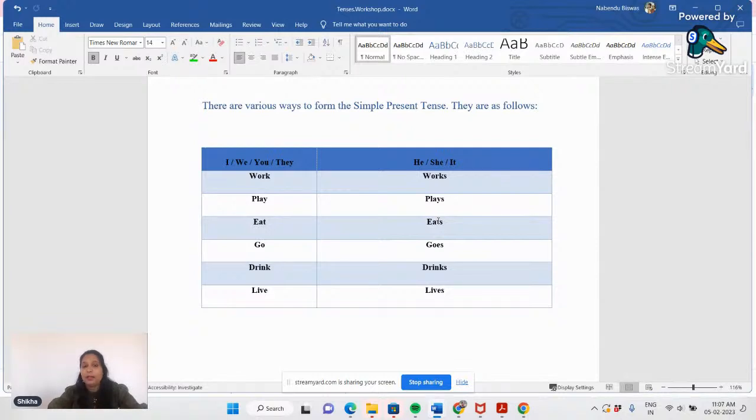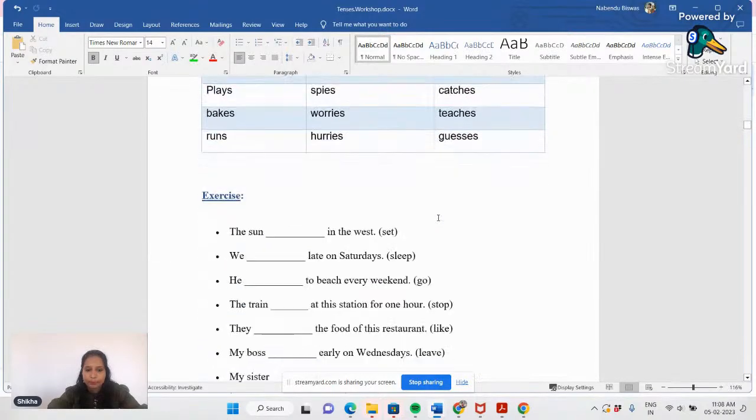But in case our subjects are plural, including I also: I play, they play, and we eat. Okay, so we are using the main form of the verb without s, right? We never say I sleeps, I eats, I talks. No, we always say I eat, I sleep, I talk, isn't it? So this is how you are going to use the verbs.